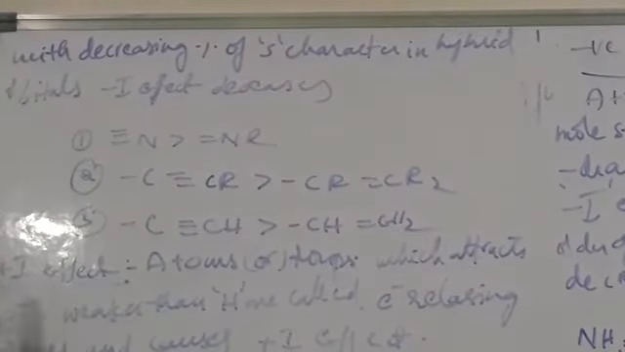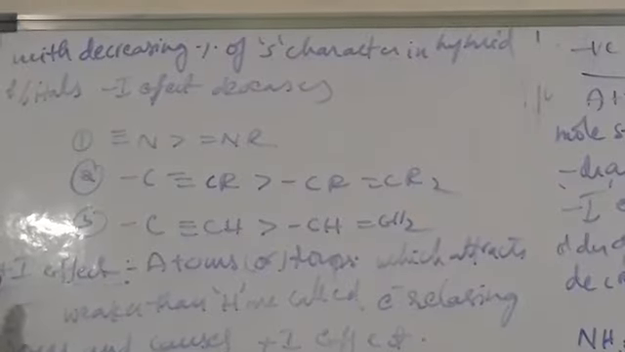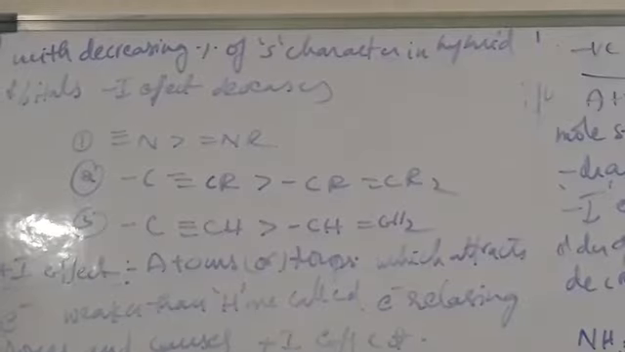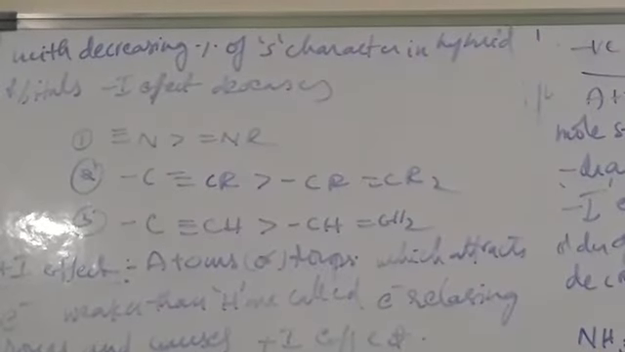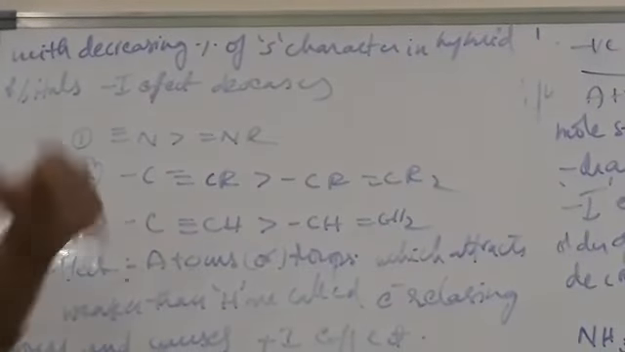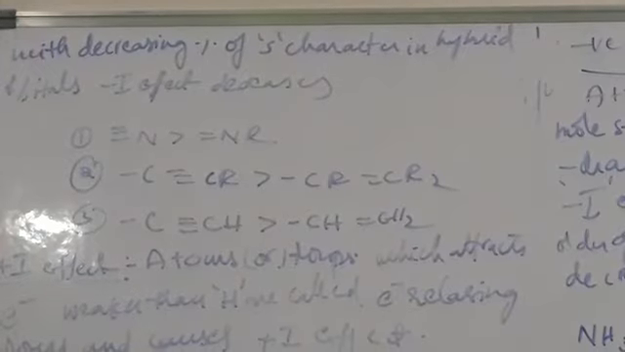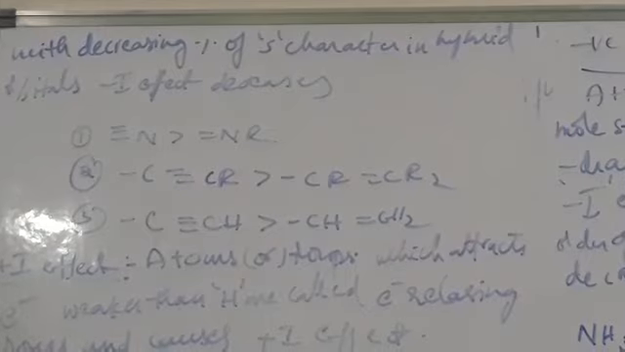Next, positive inductive effect. Atoms or groups which attract electrons more weakly than a hydrogen atom. In negative inductive effect, atoms or groups attract electrons more strongly than hydrogen, but here they are weaker than hydrogen. They are called electron releasing groups, and electron releasing groups generally cause the positive inductive effect. So, the decreasing order of positive inductive effect.